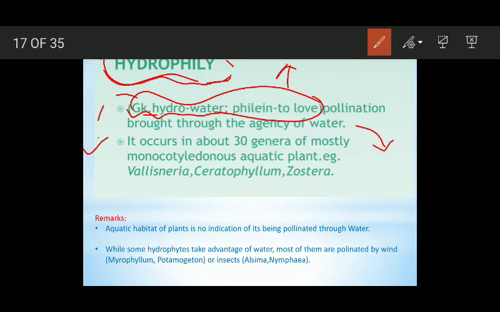Hydrophily has been found to occur in about 30 genera of mostly monocotyledonous aquatic plants. So 30 genera of plants, mostly belonging to monocots, show hydrophily, like Vallisneria, Ceratophyllum, Zostera. So we have discussed what is hydrophily. Hydrophily means using water to achieve pollination, and it has been found to occur in 30 genera which mostly belong to monocotyledons, and these include Vallisneria, Ceratophyllum and Zostera.